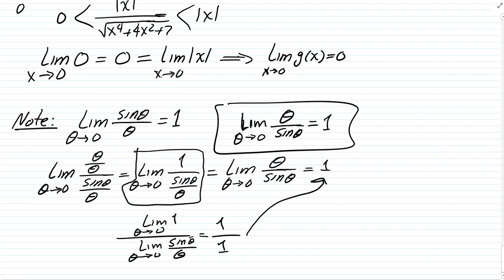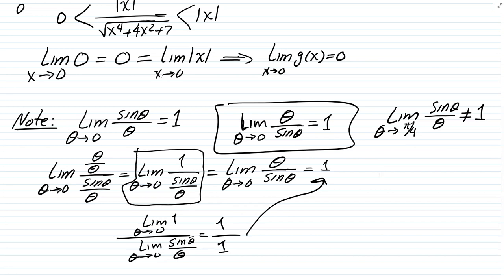Now keep in mind theta has to approach 0. So if I have, for example, theta approaches pi over 4 of sine theta over theta, that's not 1. Just because it's sine theta over theta doesn't mean the limit is 1. That has to be 0. Okay, so please keep that in mind also. Now let me go to Desmos and graph both of these, and you'll see both limits on the graph. That's going to be 1 also.